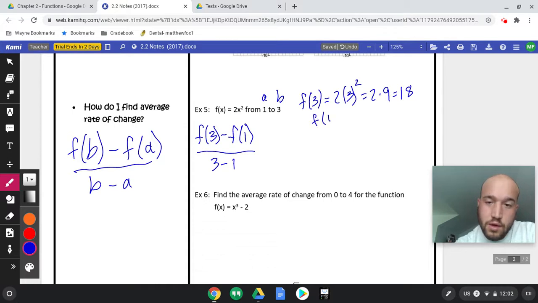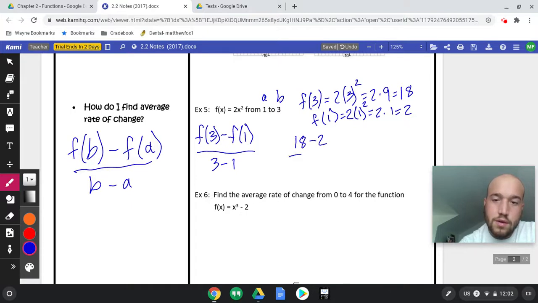Then f of 1 is the same as 2 times 1 squared, which 1 squared is just 1, so that's going to be 2 times 1, which gives us 2. Okay, so now we can plug all this stuff in. So we're going to have 18 minus 2 divided by 3 minus 1. 18 minus 2 gives us 16, 3 minus 1 is 2, and our average rate of change is going to be 8.